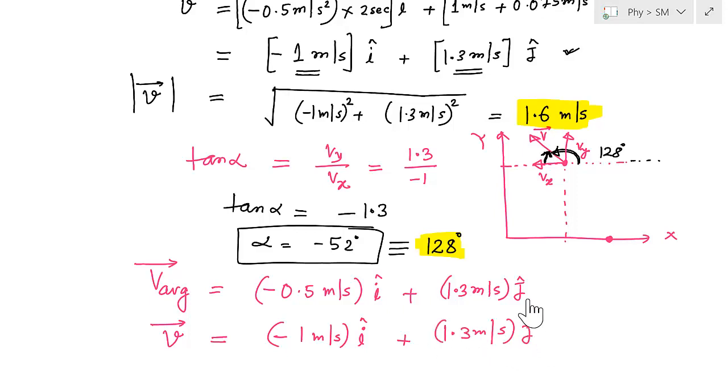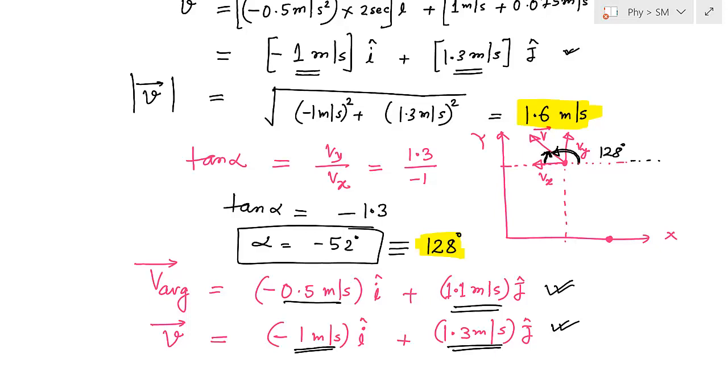So you see, basically this was 1.1, not 1.3. The average velocity is not the same as the instantaneous velocity. Here average velocity and instantaneous velocity are different, not only in total, but even in terms of each component. Vx of average velocity and Vx of instantaneous velocity are not the same. Similarly, Vy of average velocity and Vy of instantaneous velocity are not the same. This illustrates that average velocity and instantaneous velocity are two different things and they will not be equal.